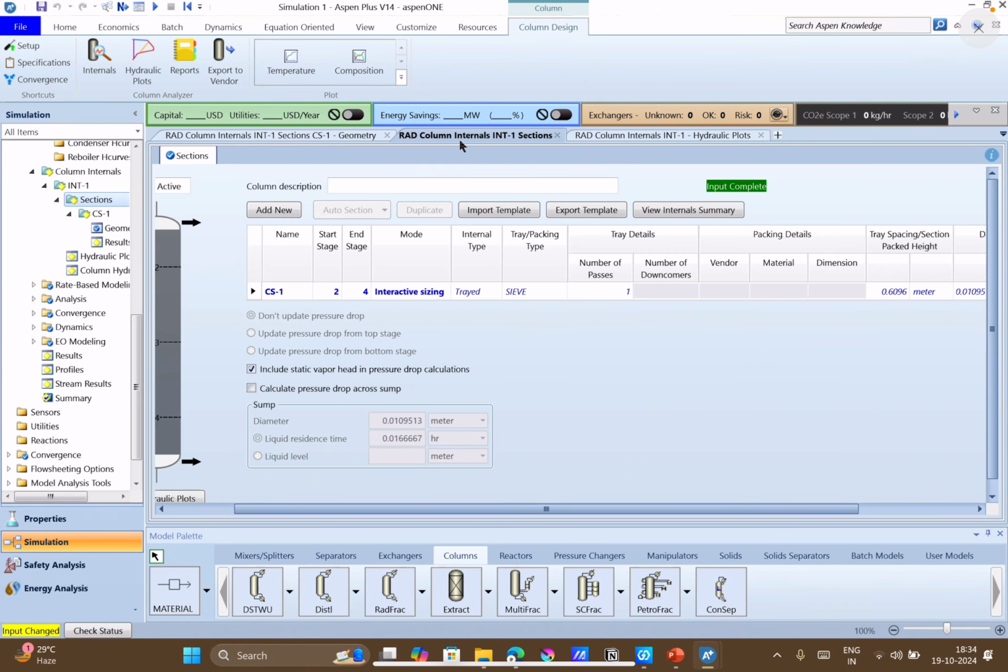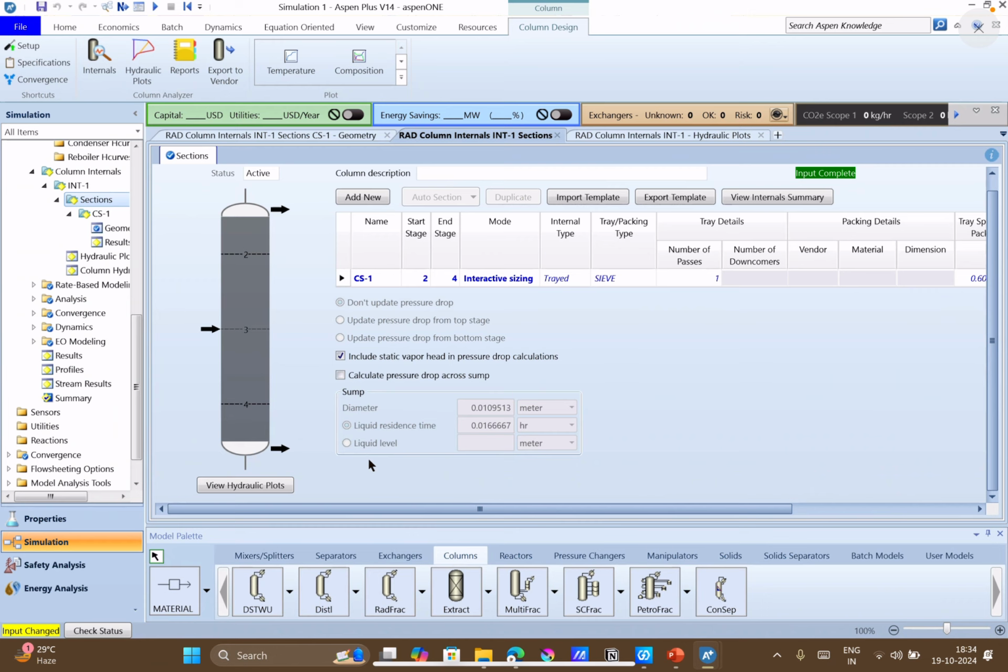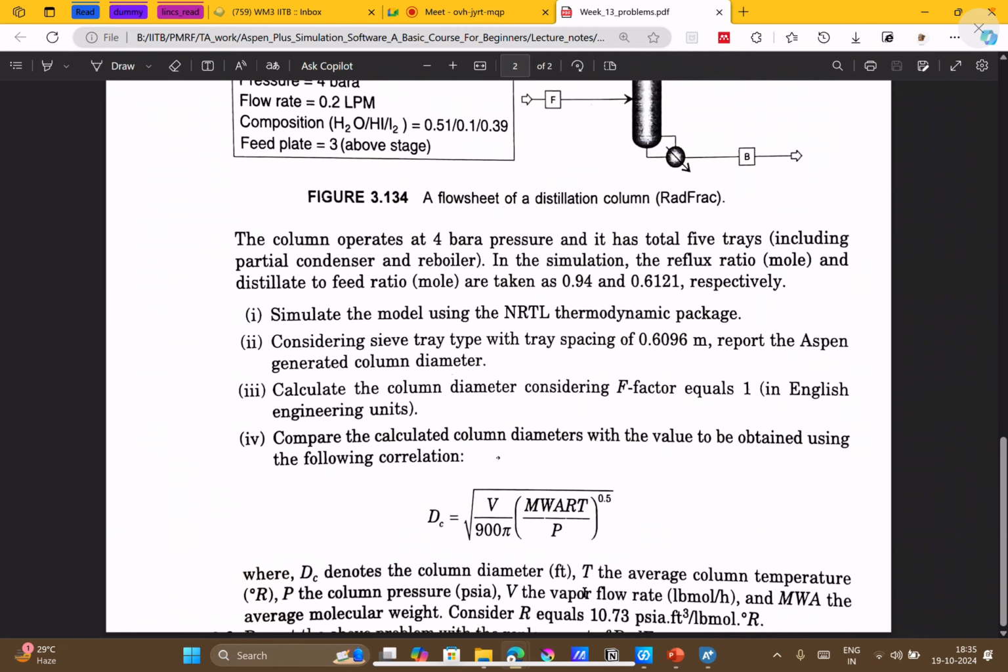So if we change the F factor, the column internal will change to some extent, and we will get a different diameter. Then next, what has been asked is to compare the calculated column diameter with the value obtained using the following correlation. The correlation is the vapor flow rate in pound mole per hour divided by 900 pi into average molecular weight into temperature to the 0.5 divided by the pressure value. Okay. So let's see, if we calculate this, do we have all the data?